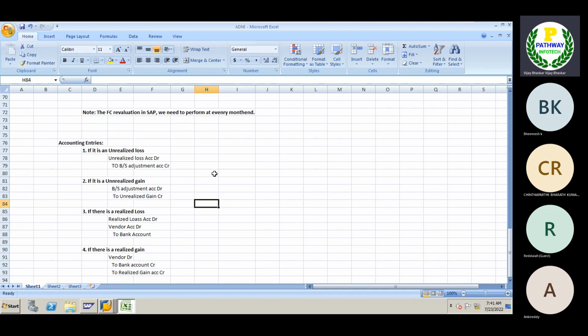Now we will see this in tomorrow's session. We will do the configuration for foreign currency revaluation, then run the scenarios. We'll see that one.